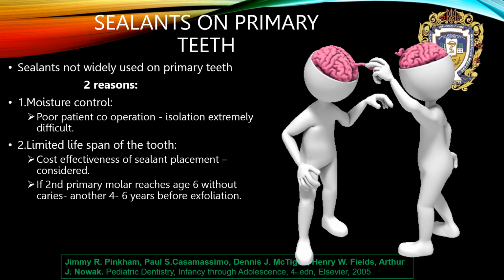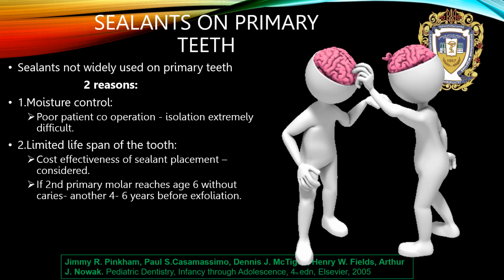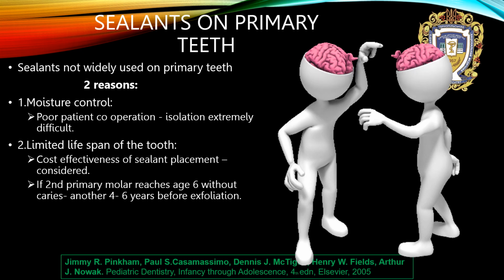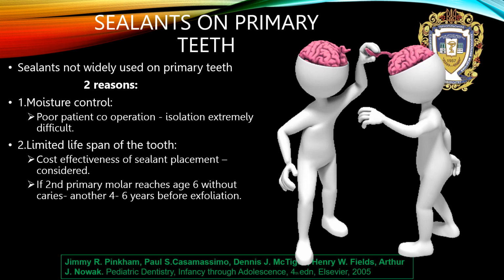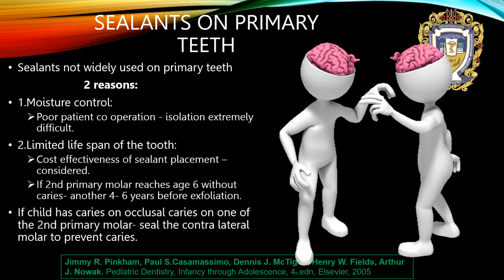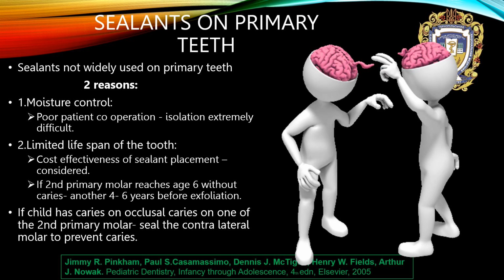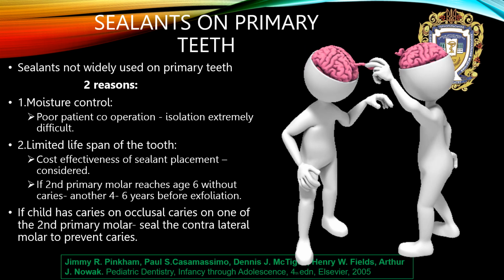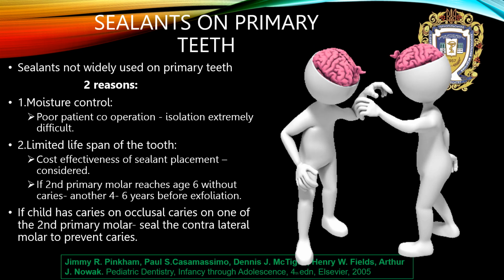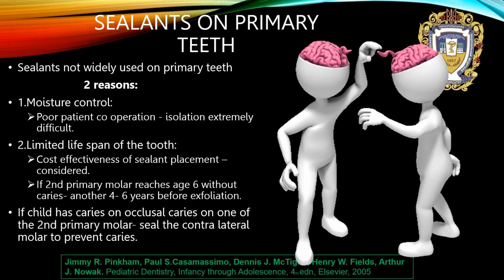And if the second primary molar reached age 6 without caries, there are another 4-6 years before exfoliation. And if a child has caries on the occlusal surface of one of the second primary molars, we must seal the contralateral molar, the symmetrical molar, to prevent caries.